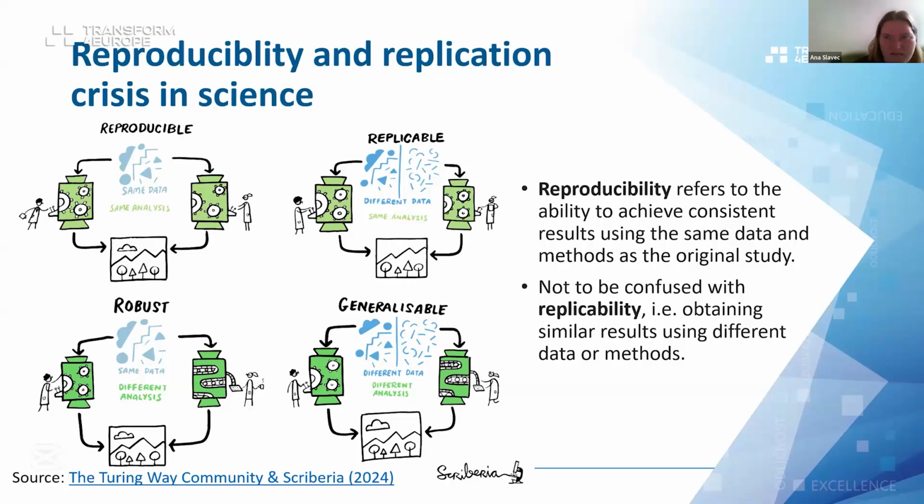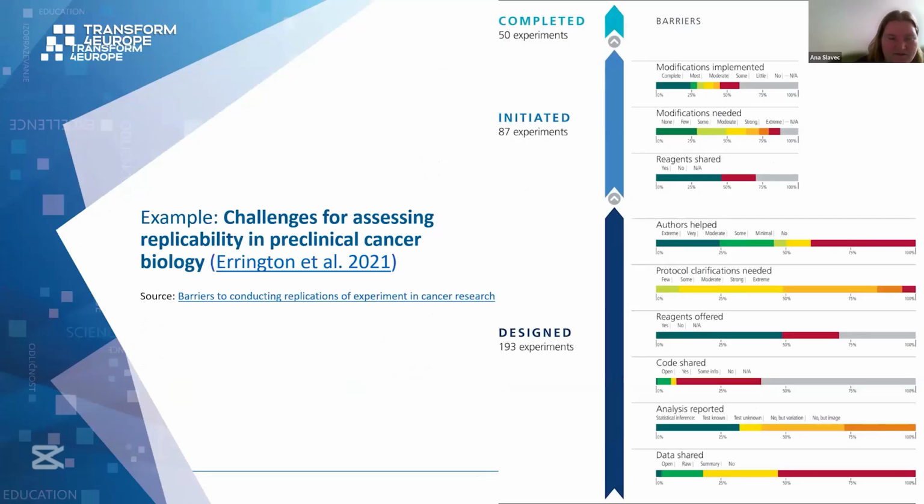Let's look at two examples of these problems. The first one is an article about the challenges for assessing replicability in preclinical cancer biology. There are also similar articles in other fields, like in psychology. But I like this one because of this visualization, so I included it. Here they found, based on an overview of different experiments, an analysis of what the barriers were.